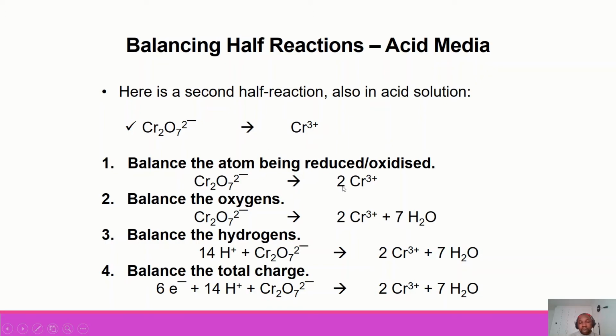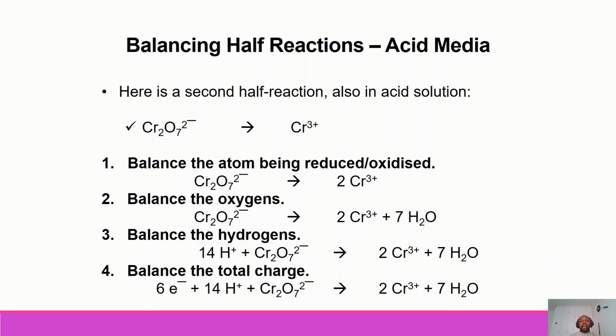So you balance the chromium. You put 2, so the chromium is balanced. Now the next step is, which side needs oxygen? The side that needs oxygen is this side. And how many oxygen do they need? This side needs 7 oxygen, and that's why we are adding 7 water there.